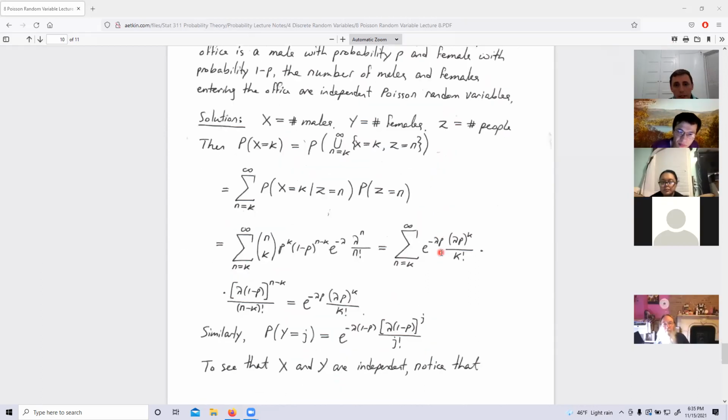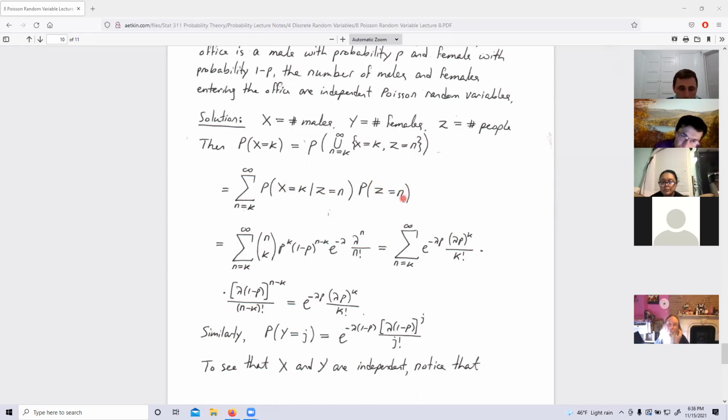That means that the total number of people is at least k or more, and those are disjoint events. So I take the probability of the union, and what do I get? I get the probability that X equals k, given Z equals n, times the probability that Z equals n, and I take the summation. Yes.